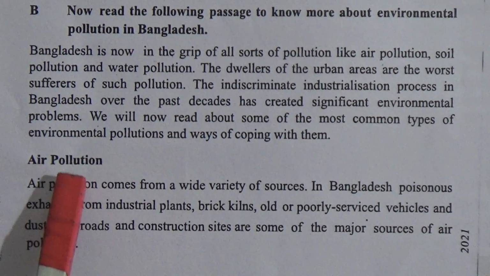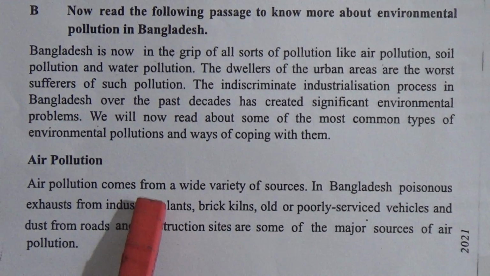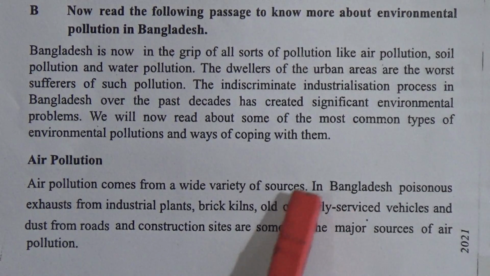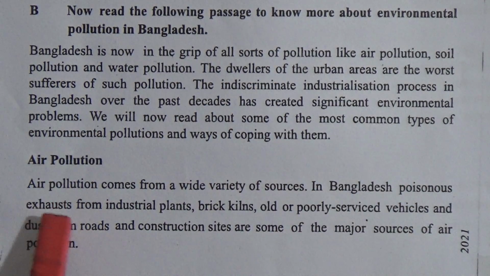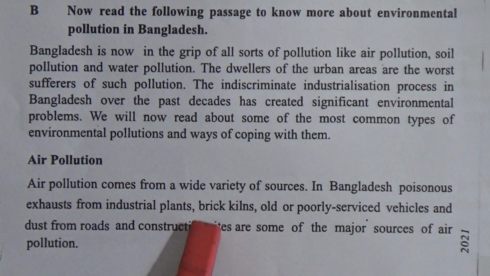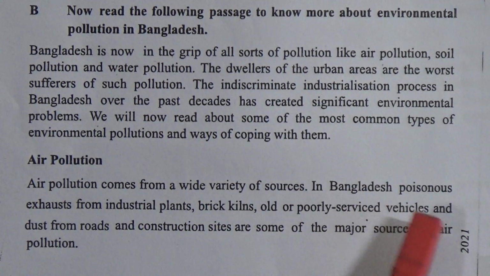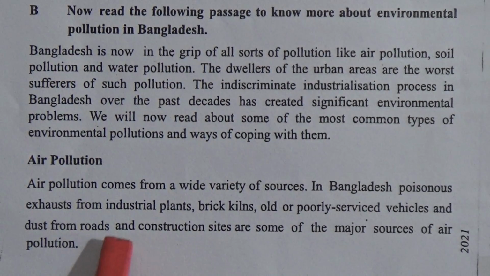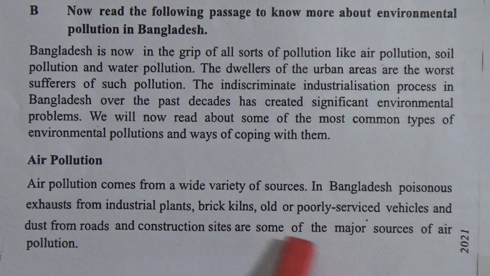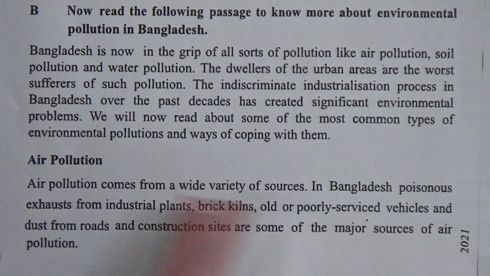Now we'll learn about air pollution. Air pollution comes from a wide variety of sources. In Bangladesh, poisonous exhaust from industrial plants, brick kilns, old or poorly serviced vehicles, and dust from roads and construction sites are some of the major sources of air pollution.